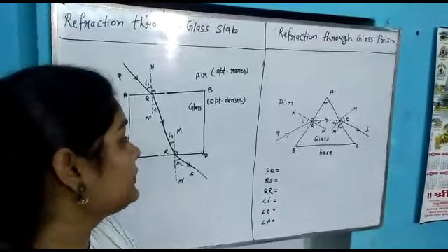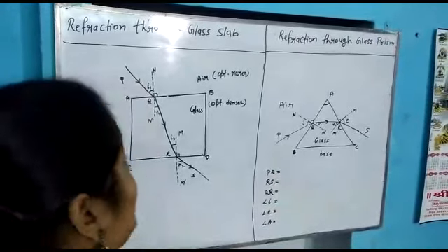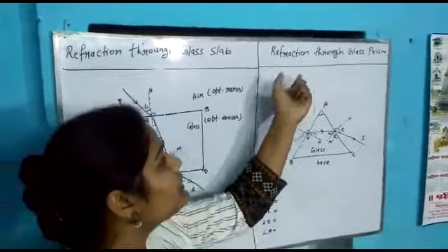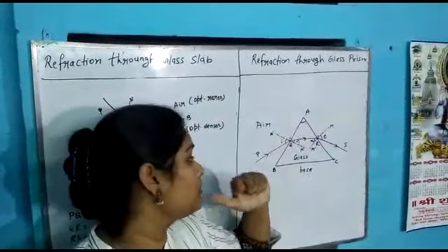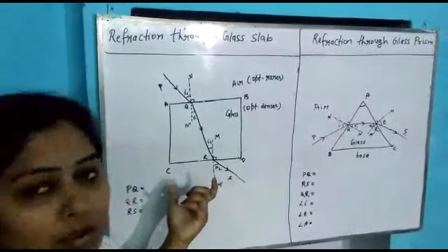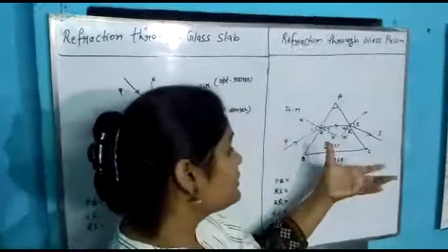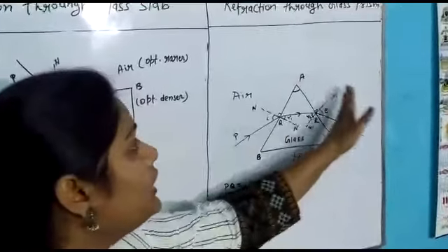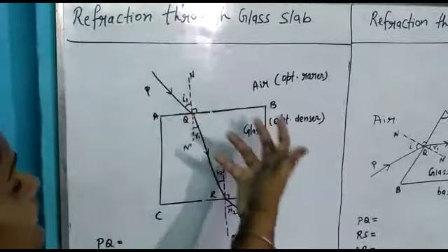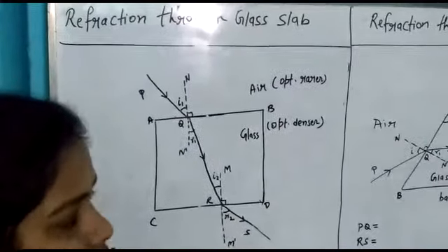Students, hello class 10th. Today's topic is refraction through a glass slab, and we will also see refraction through a glass prism. I believe you have already seen this glass slab and this prism in your lab. This is the front view of the glass prism. So let's see how we can explain refraction through a glass slab.